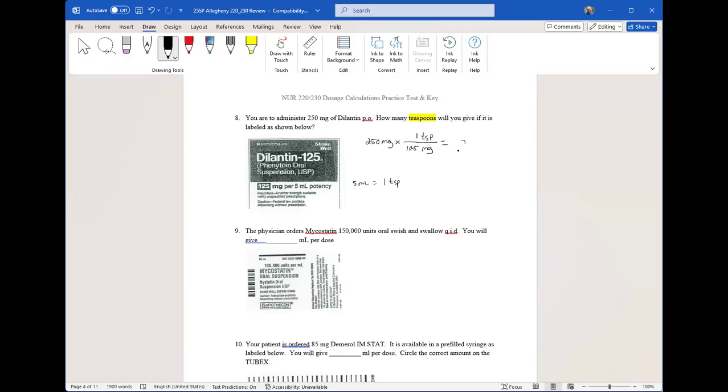And that gives me 2 teaspoons. This also equals, if I didn't use teaspoons, 10 milliliters. So sometimes the question will ask you the teaspoons, sometimes it'll ask you the milliliters. The point of this question is to read the question and make sure you're solving for what they're asking you to do.